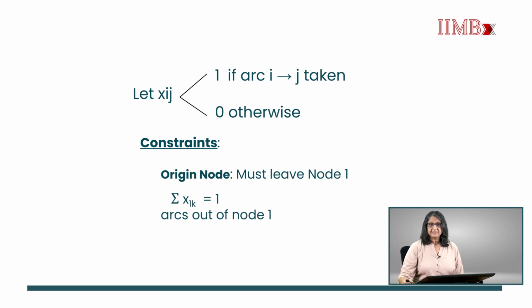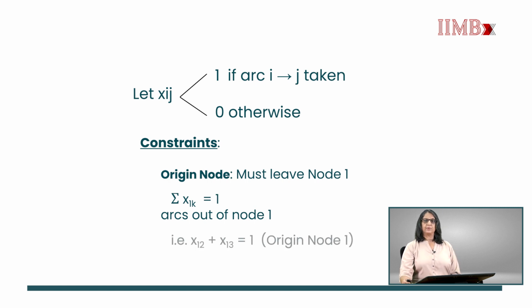For our particular example, the origin node is connected to node 2 and to node 3. So therefore, x12 plus x13 will be equal to 1. So that's our constraint number 1 for the origin node. Generically, that's how the constraint will look for an origin node in all other shortest path problems as well.